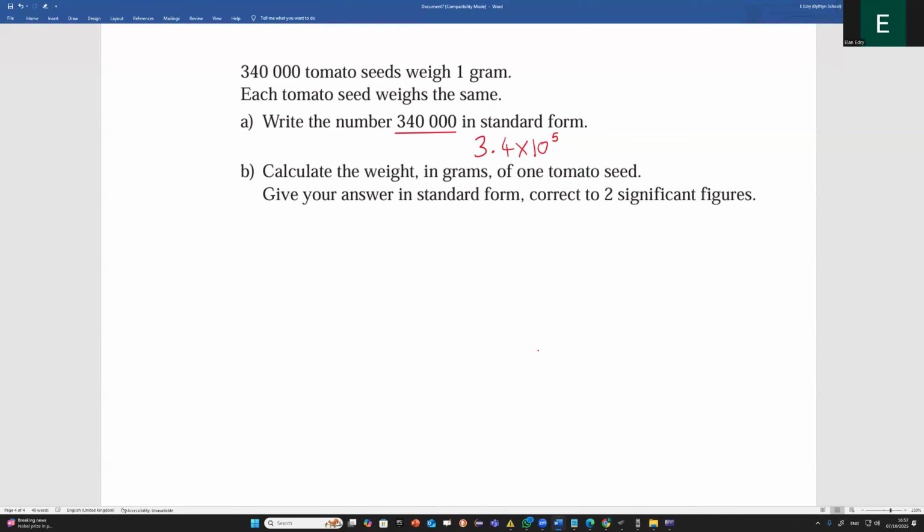Would it be just 1 gram is, calculate the weight in grams? Yeah, because 1 gram is 3.4 times 10 to the 5 seeds. To calculate the weight in grams of one tomato seed, that'd be 1 divided by 3.4 times 10 to the 5. Again, that would probably have to be a calculator question.